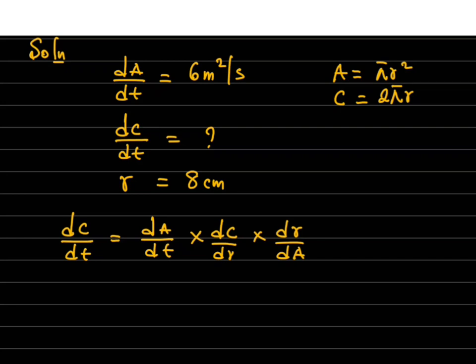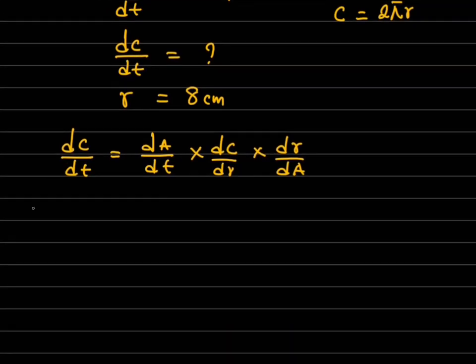So what we need now is to get our dC by dr. Very good. Remember, we said our C is equal to 2 pi r. So therefore, dC by dr will leave us with just 2 pi. Good. So we've gotten that.